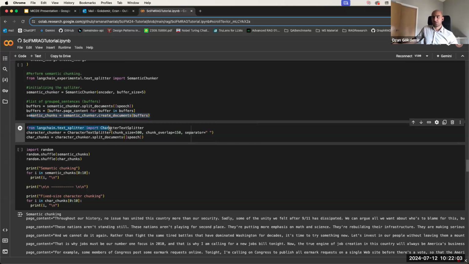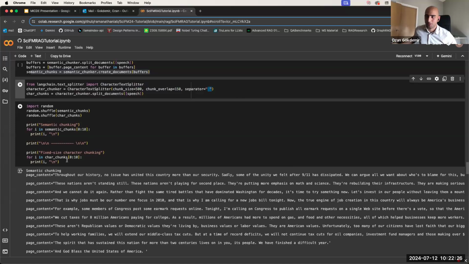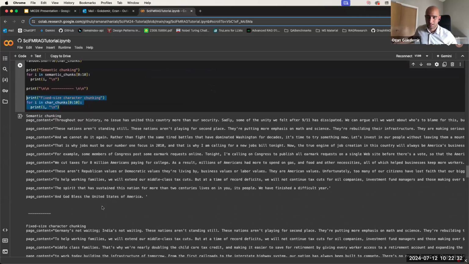And now you do the same thing with character text splitter. So this is like vanilla. I mean, recursive has some heuristic that maintains full sentences. Character text splitter, this is literally just 500 by 500 with an overlap of 150 between them. Okay, and separator is just an empty space. So let's explore. First we'll print semantic chunks, then fixed size chunks.